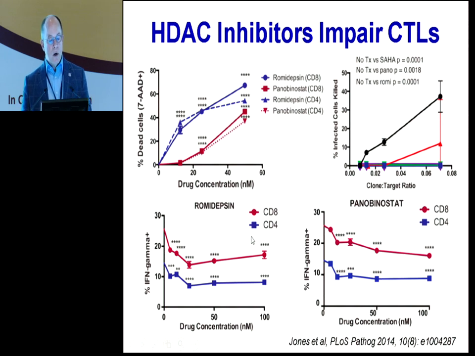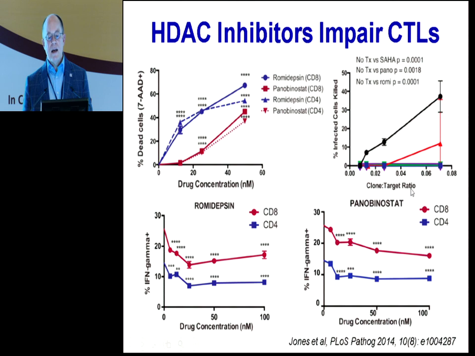And then here, looking at CD8 and CD4 cells for the two drugs that I just showed you, romidepsin and panobinostat, you can see that they seem to reduce interferon production by intracellular cytokine assays. And again, both of them do that. And importantly, they seem to, in these series of experiments, also reduce killing of infected cells.